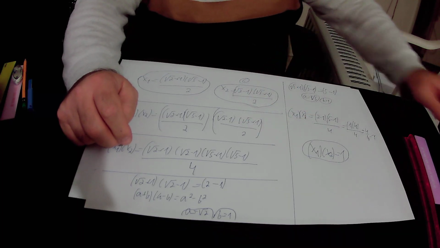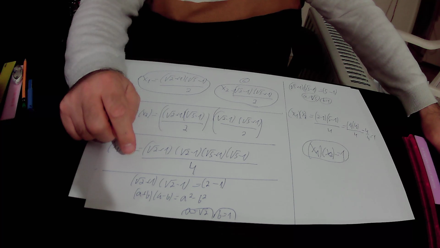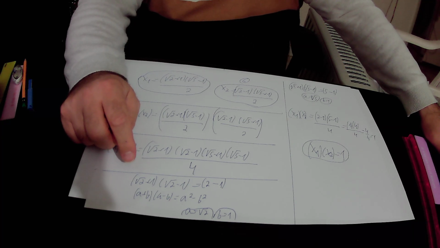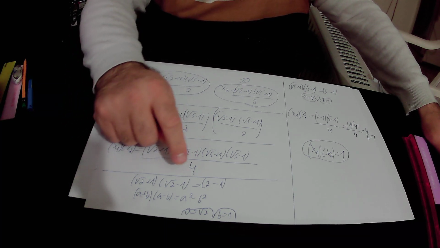So here the expression square root of 2 plus 1 times square root of 2 minus 1 is very similar to the algebraic identity that states that a plus b times a minus b equals a squared minus b squared.